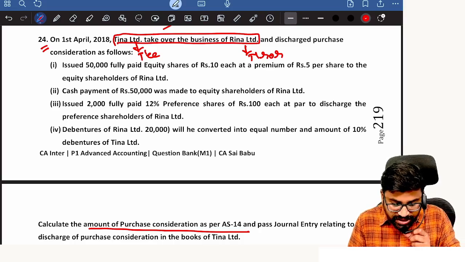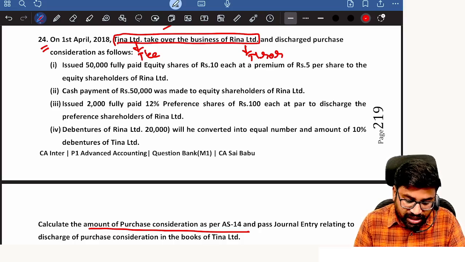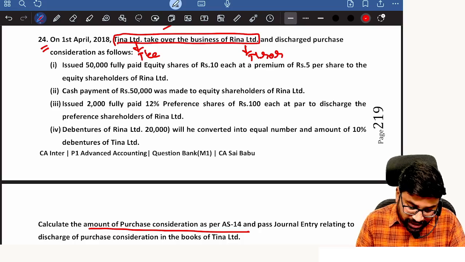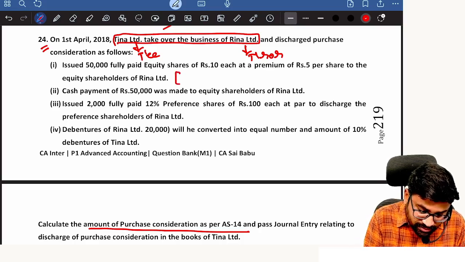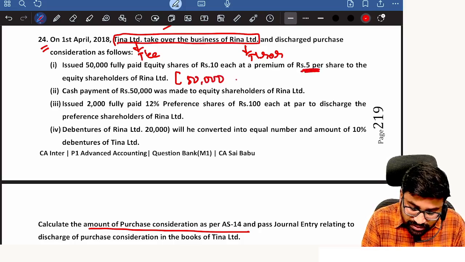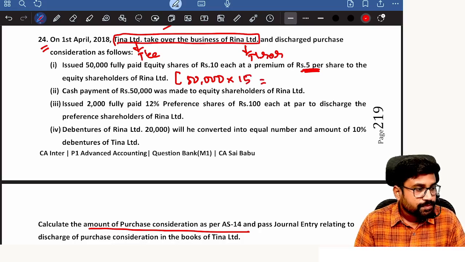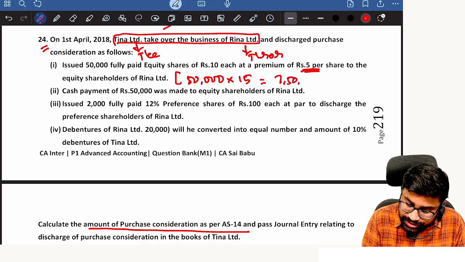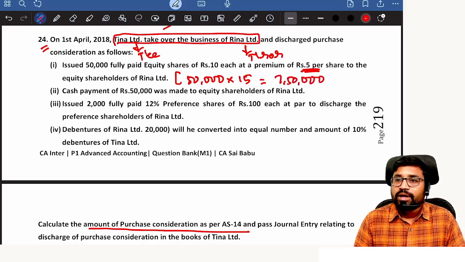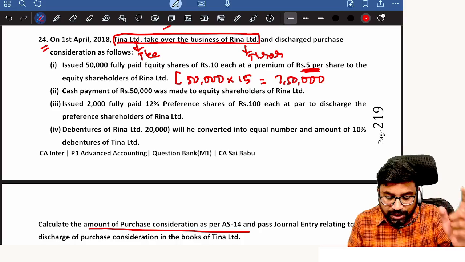How is purchase consideration paid? Issued 50,000 fully paid equity shares of 10 each at a premium of 5 per share to the equity shareholders of Reena Limited. So to the equity shareholders of Reena Limited, 50,000 fully paid equity shares are given. Each share is given at a premium of 5. Therefore 50,000 into 15, 7,50,000. This is the PC. Important, sir: 50,000 shares are given, each share 10 rupees, but given at a premium of 5.